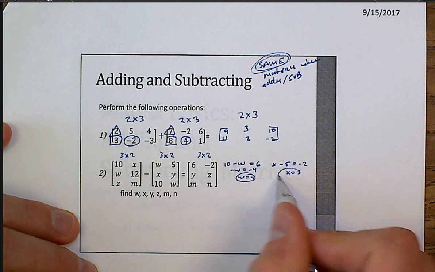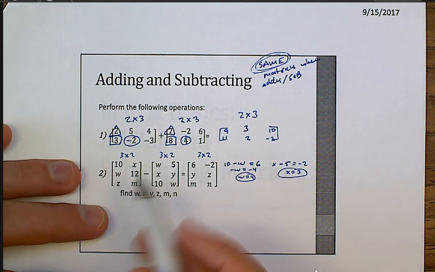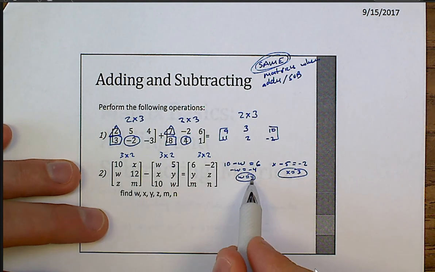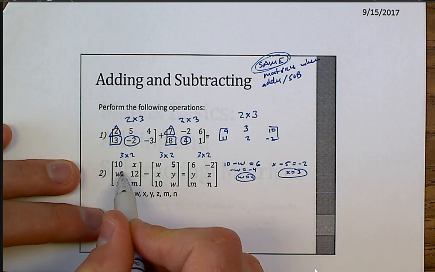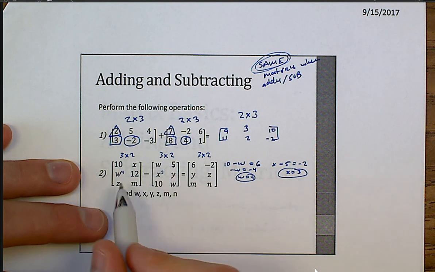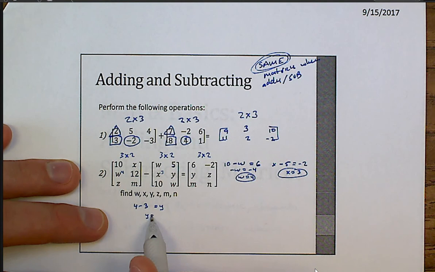So X is 3. Now when you get down to W, I'm going to have W minus X. Now what is W? You know what W already is, right? It's 4. So this is really a 4. This X right here is really a 3. So it's 4 minus 3 equals Y. So 4 minus 3 is 1, so Y would equal 1.